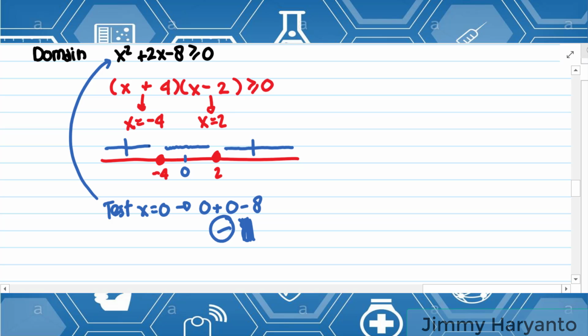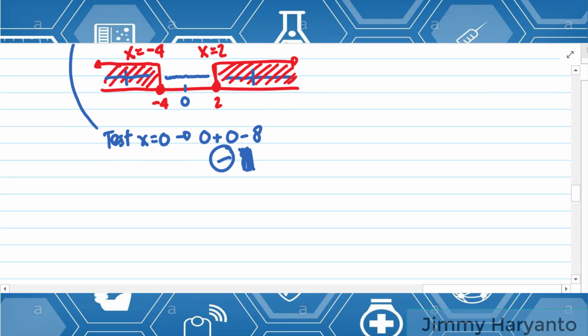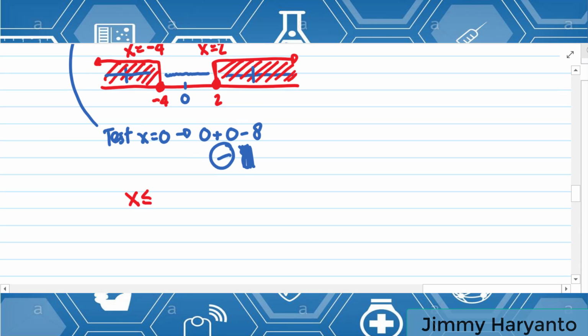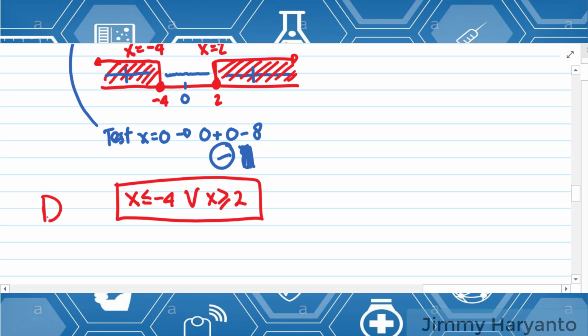Ya, jadi itu pasti selang-seling. Oke, terus dia mintanya greater than or equal to 0, itu artinya kita harus pilih yang positif. We have to shade the positive one, this one and this one. Okay, so the result will be x less than or equal to negative 4 or x greater than or equal to 2. This is the domain.